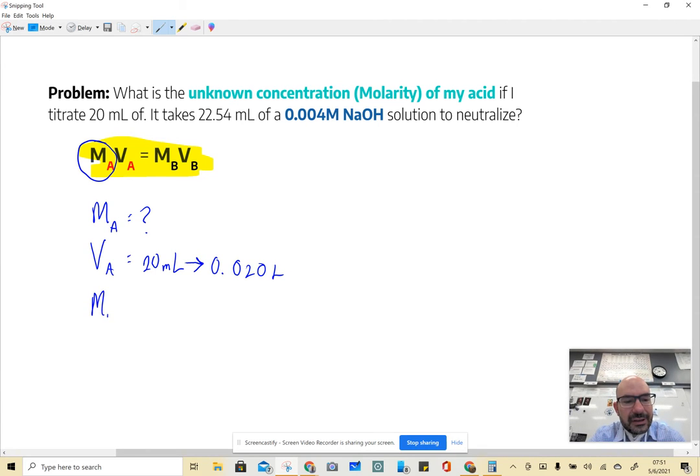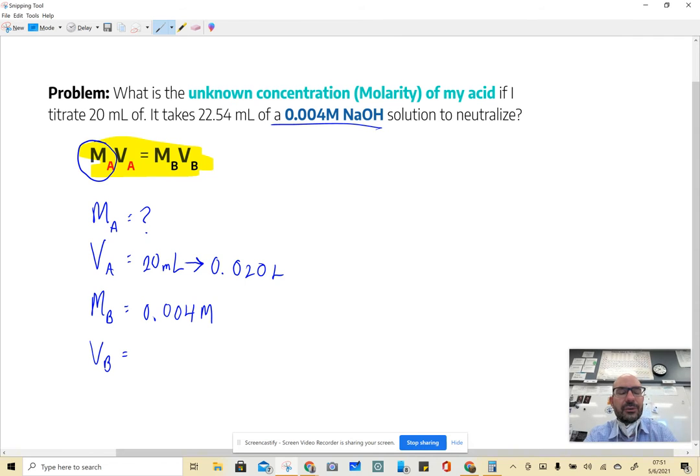Now we move on to the base. The molarity of my base, I'm told, is 0.04 molar, 0.004 molar sodium hydroxide. And then the volume of my base, we're going to need to write it in liters. The volume of my base is 22.54, and we're going to have to convert that to liters. So that's 0.02254. So now I've identified all my variables.